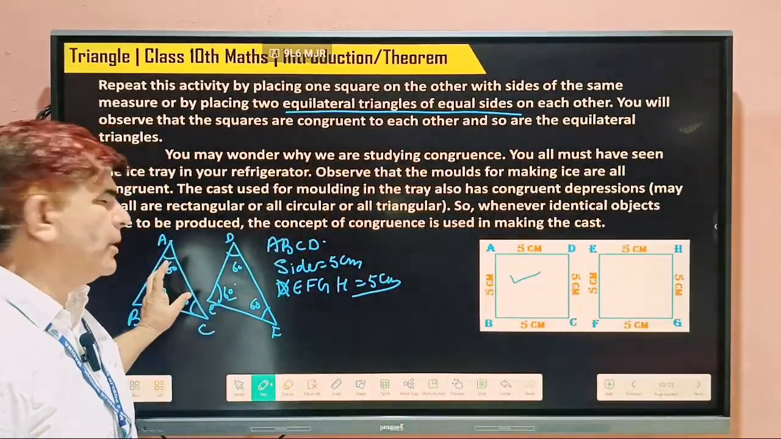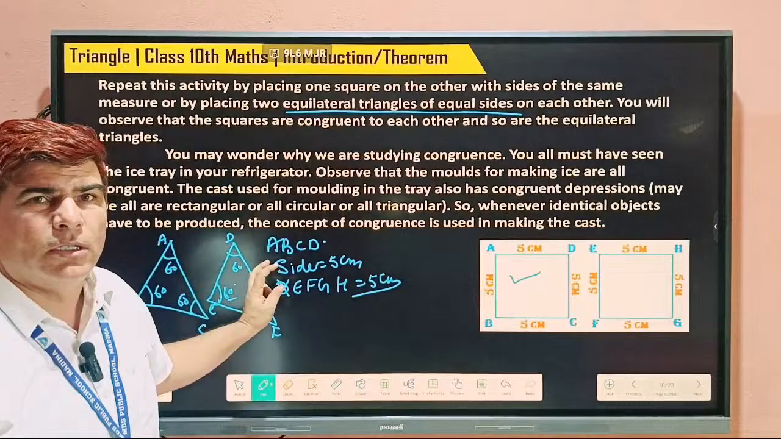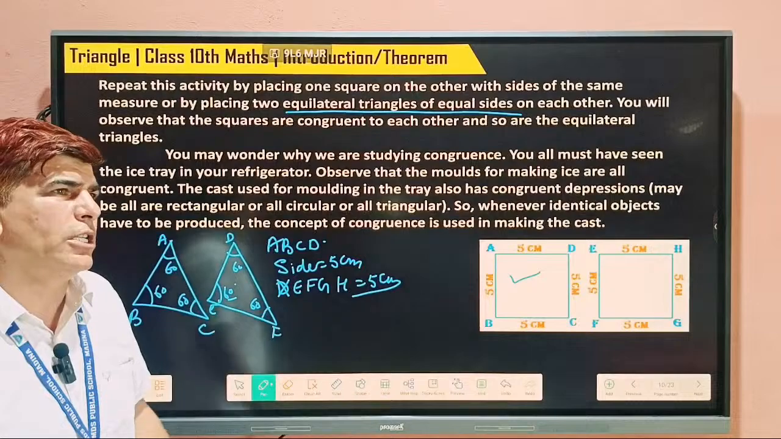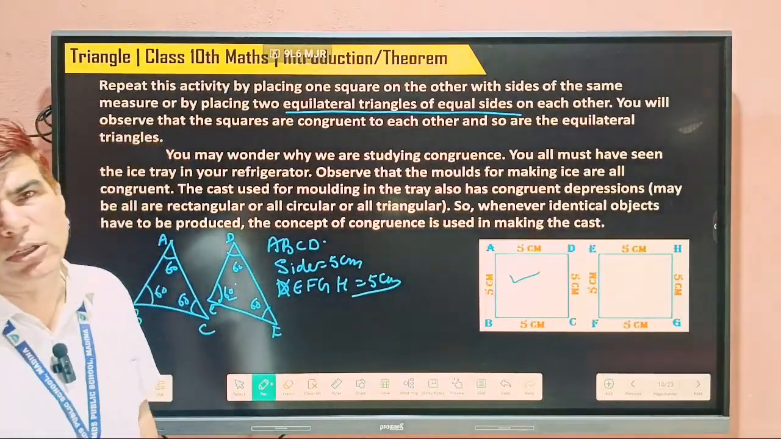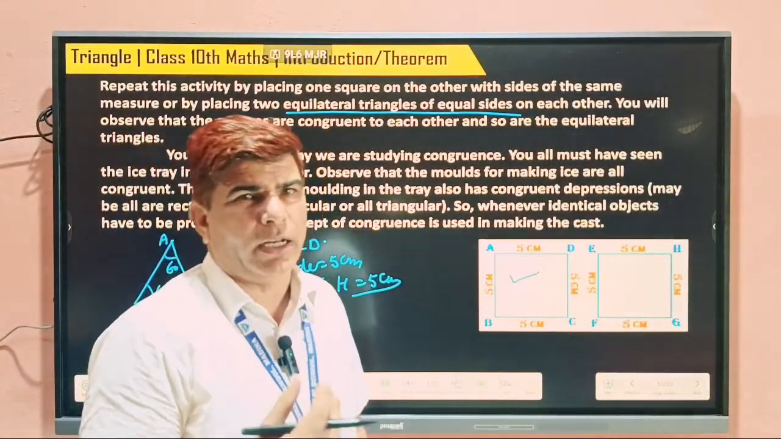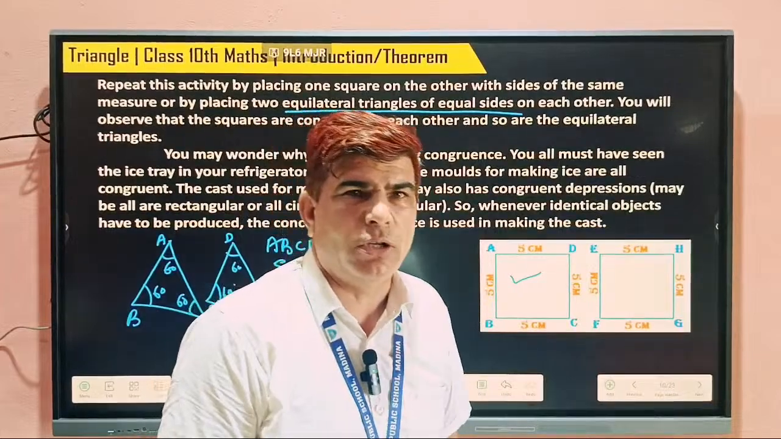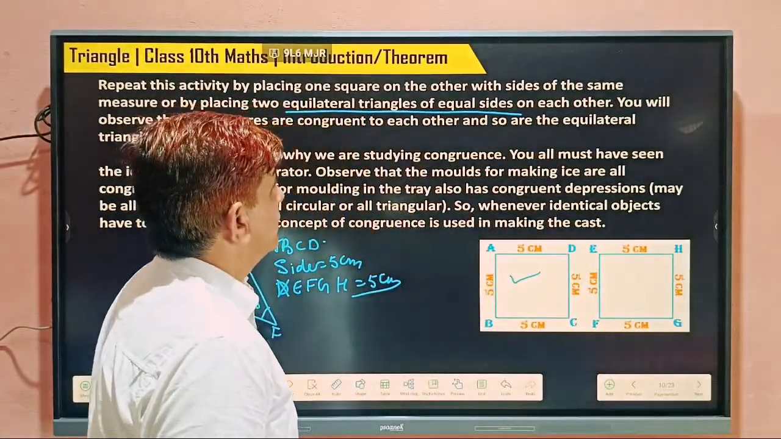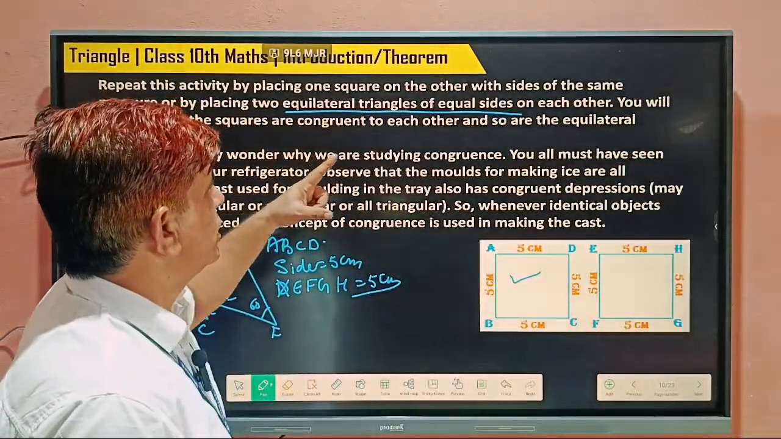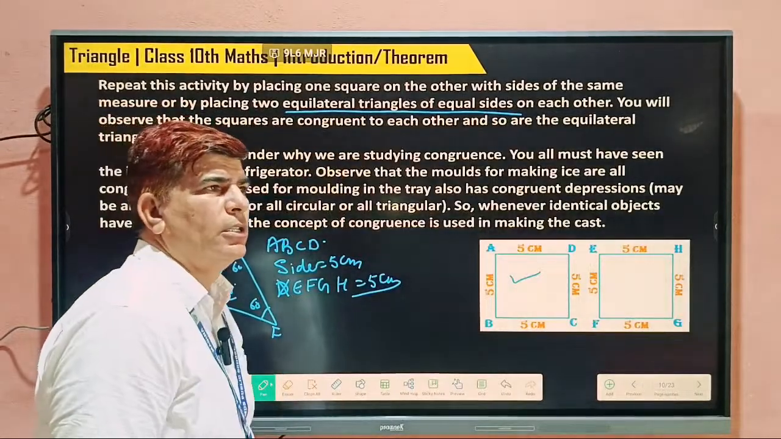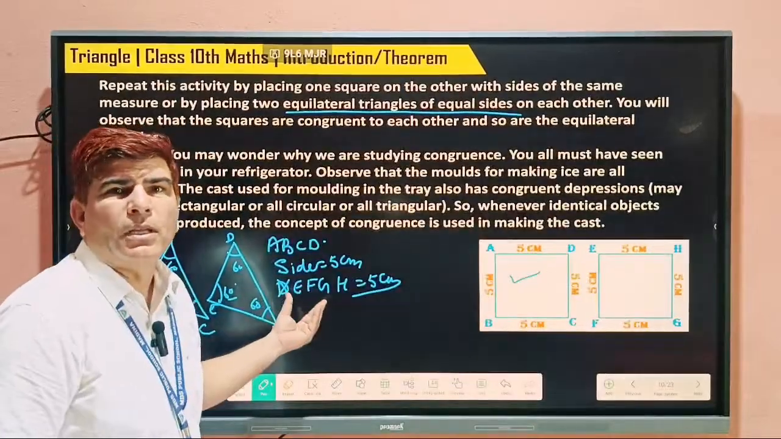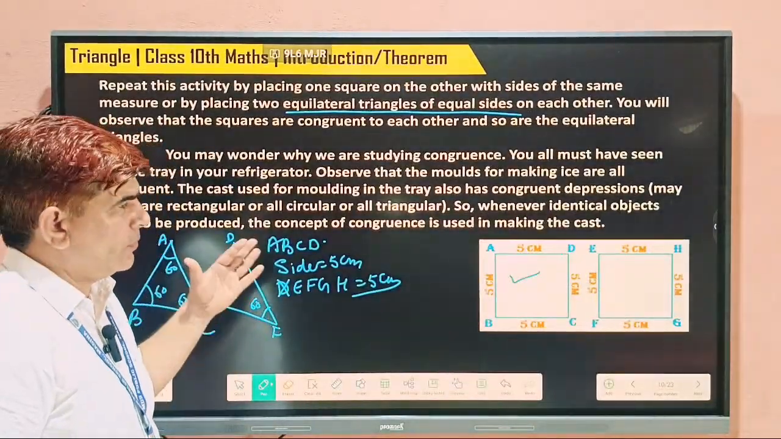It means 6 elements of this triangle are equal to 6 elements of this triangle. 3 elements are already given equal because it is an equilateral triangle, so each angle is equal to 60 degrees. Sides are also equal. So what has become? 6 elements. I already told you, if 6 elements of one triangle are equal to 6 elements of another triangle, then the two triangles are congruent, same, identical. You will observe that the squares are congruent to each other, and so are the equilateral triangles. So the concept of congruence comes from this.